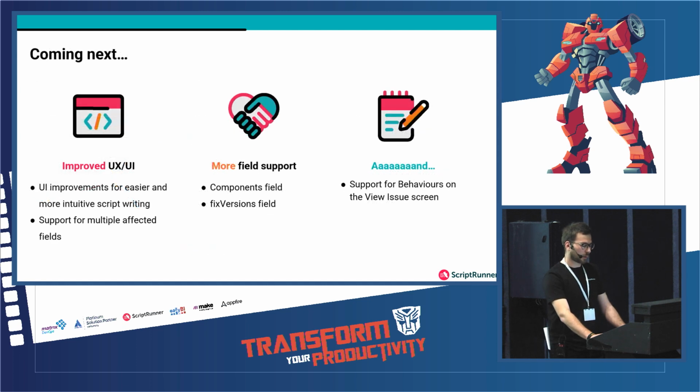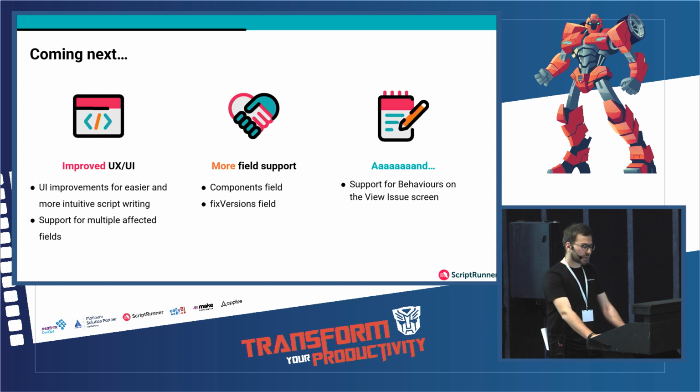In terms of what's coming up next for behaviors, very soon you'll have at your disposal a new and improved UX UI. These improvements are made to offer a more intuitive way of writing scripts, as well as provide support for multiple affected fields. Support for the components and fixed versions fields is also going to be available very soon, as it is prioritized by Atlassian to be added to the UI modifications APIs.